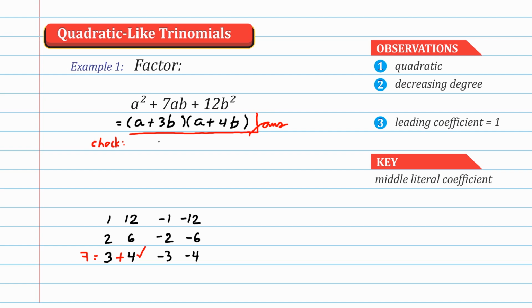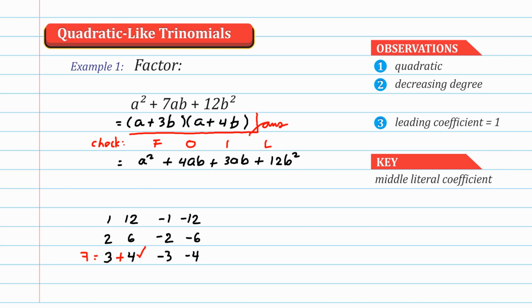How do we check your answer again? It's by using the FOIL method, meaning multiply the first, outer, inner, and last, just to make sure. So let's try and do that. First terms, a times a is a squared. Plus outer, we have a times 4b, we have 4ab. Plus inner, 3b times a is 3ab. Plus last terms, 3b times 4b is 12b squared.